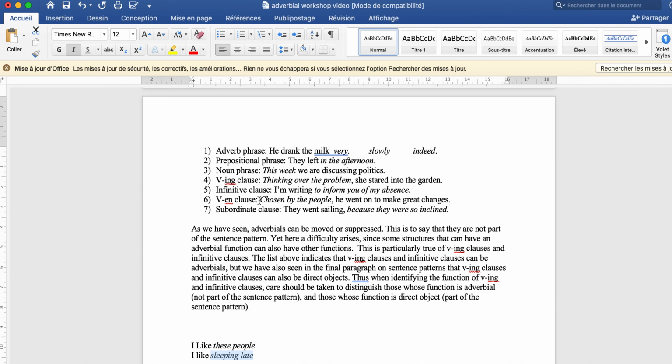And so in this case, we have our chosen by the people, right? The structure is going to be a verb-en clause because it is our verb choose in the en form followed by its complements. So that means chosen by the people will be a verb-en clause, right? And the scope will be the going on, right? It's referring to that event, even though it might seem like it's only referring to the subject, right? So that means it's an adverbial.